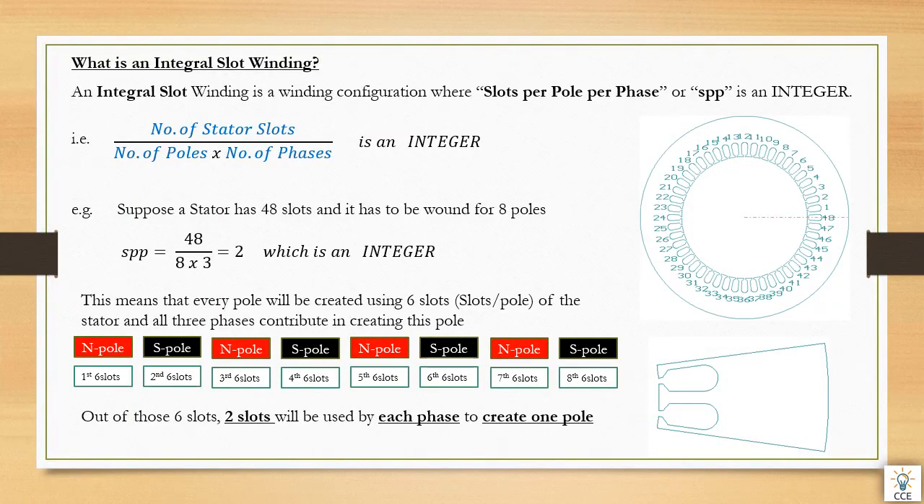Out of these 6 slots, 2 slots will be used by each phase to create one pole. That is, for the 6-slot package that we are taking for each pole creation, all 3 phases will contribute to each pole. So out of those 6 slots, 2 slots will be taken by phase A, 2 will be taken by phase B, and 2 will be taken by phase C.